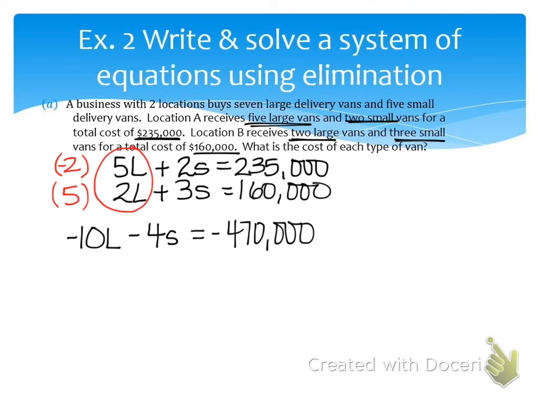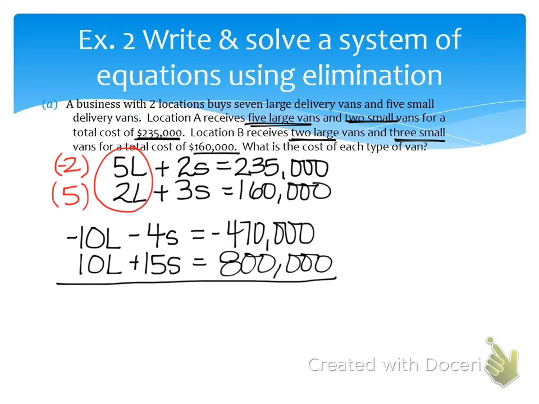Amelia, we multiply everything in the second equation by 5, and what does that give us? 10L plus 15S equals 800,000. Very good, 800,000. Okay? So my L's cancel. What is negative 4S plus 15S? I get 11S. And if I do negative 470,000 plus 800,000, I am left with 330,000.